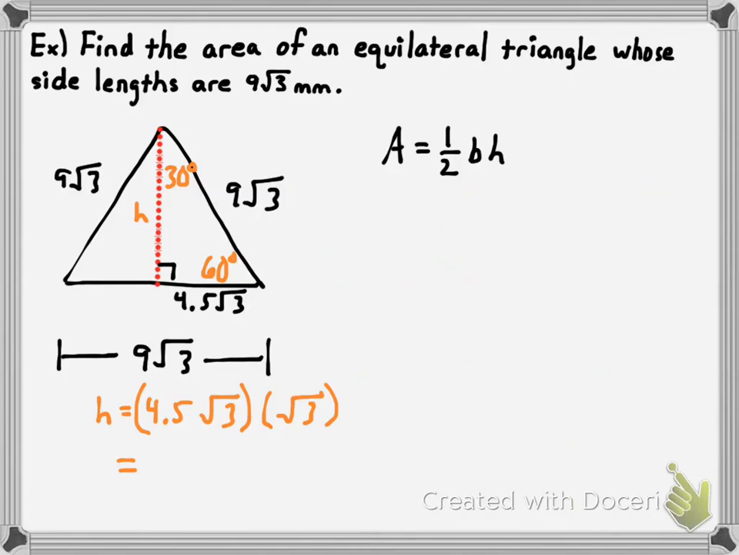And that's going to give me 4.5 times 3. The square root of 3 times the square root of 3 is the square root of 9. That's 3. And then 4.5 times 3 is 13.5. All right, so we now know the height of the triangle. We already knew the base. We can go ahead and find the area.